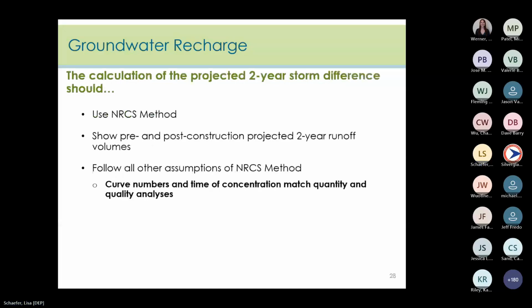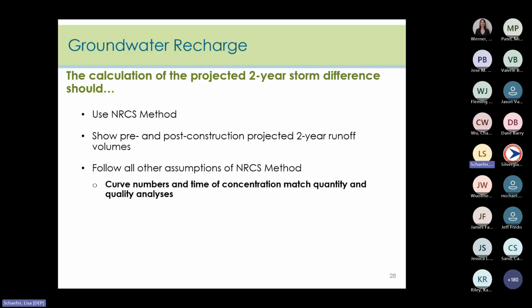Okay? So the review would make sure that the calculations use the NRCS methodology, show both the pre and post-construction projected 2-year runoff volumes, and the curve numbers and time of concentrations should match the quantity and quality calculations used elsewhere in the modeling.